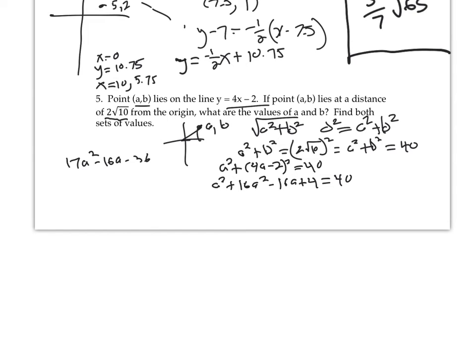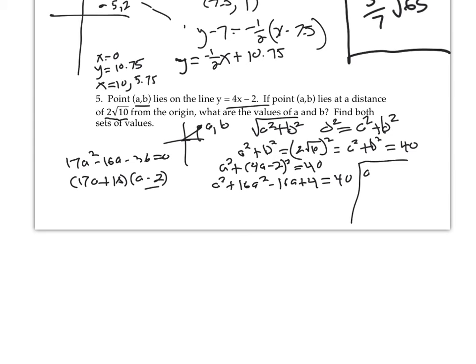minus 36 equals 0. Believe it or not, this is factorable. We're going to get 17A here, A here, minus 2 here, and plus 18 here. When we multiply this out, we're going to end up with 17A squared minus 16A minus 36. So that's going to give us, for our first point, let me do this over here where there's a little room.